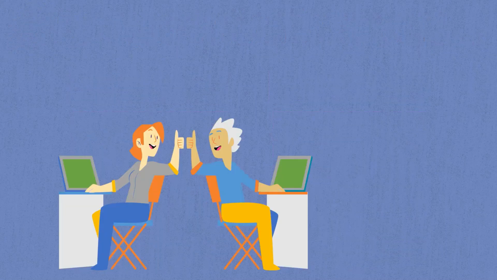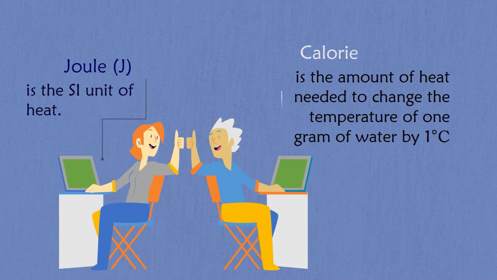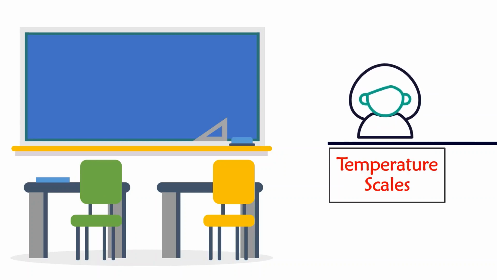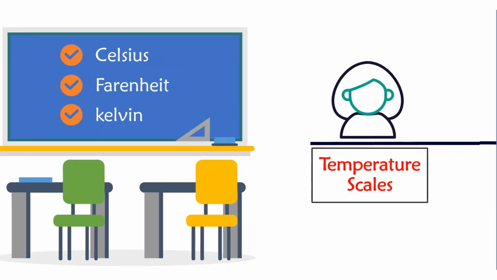Joule is the international system of unit of heat. Another common unit of heat is calorie, defined as the amount of heat needed to change the temperature of 1 gram of water by 1 degree Celsius at the pressure of 1 atmospheric pressure. The three common temperature scales are Celsius, Fahrenheit, and Kelvin.